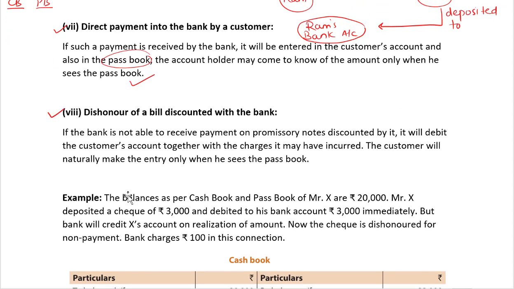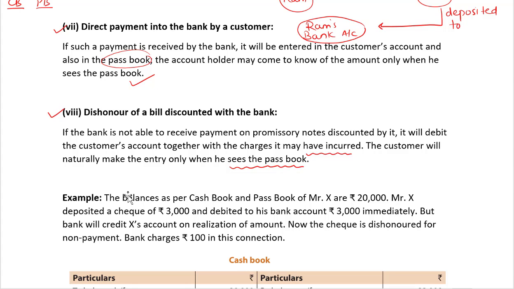Point number 8. Dishonor of a bill discounted by the bank. If a bank is not able to receive payment on a promissory note discounted by it, it will debit the customer's account together with the charges they may have incurred. The customer will naturally make the entry only when he sees the passbook.